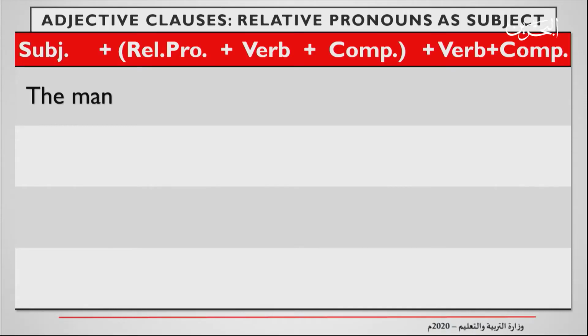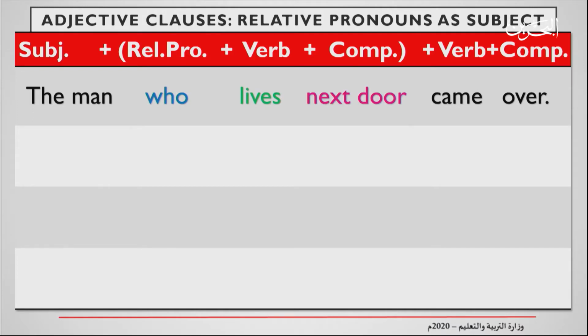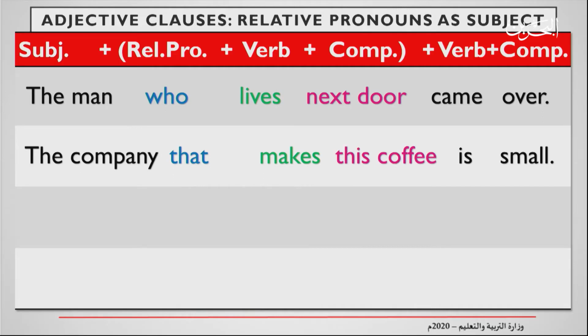Let's check with an example. So, subject, the man. And then, the man came over. All right, this is the main sentence. I add the relative clause. I say, who, which is a relative pronoun, lives next door. I say, the man who lives next door came over. Let's check with a different example. The company, as a subject, is small. All right? Let's introduce a relative clause. I say, that, you see, refers to things. Makes this coffee. The company that makes this coffee is small.